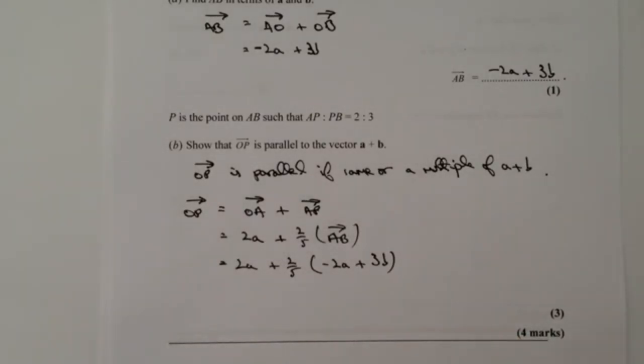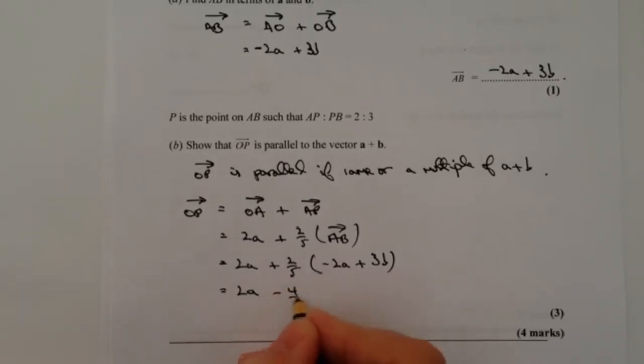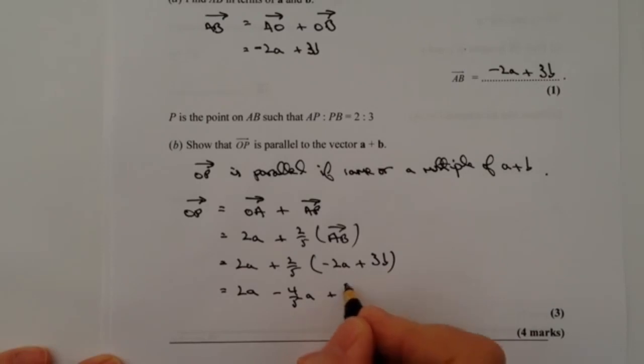It is just a case of working this through. So we end up with 2a plus 2/5 times minus 2a. Well, that's going to be minus 4/5 a. And if you're not sure how to do the fractions there, then if you sit down with a little bit of paper, hopefully that'll work out okay for you. And then the final bit is going to be 6/5 b.